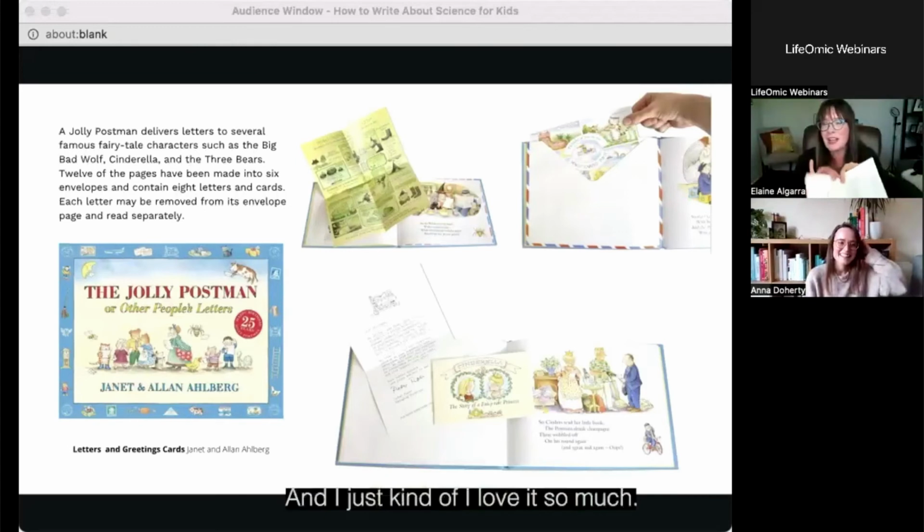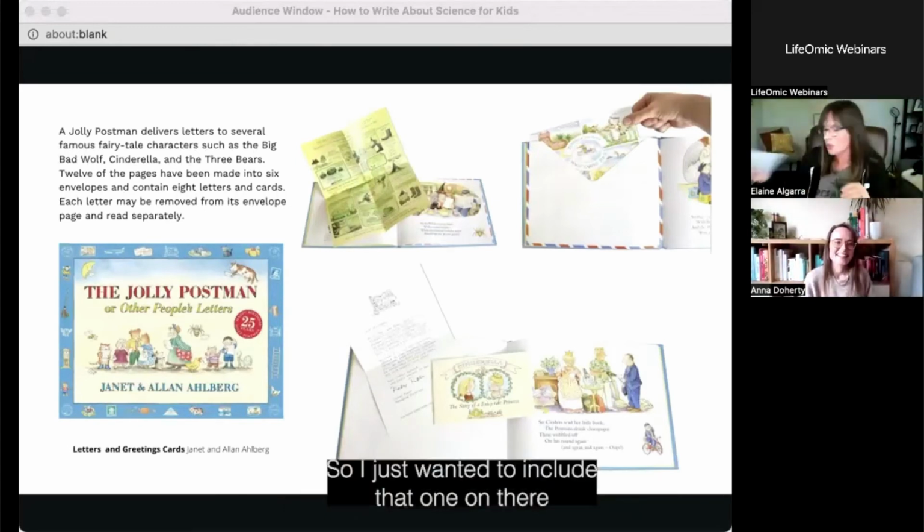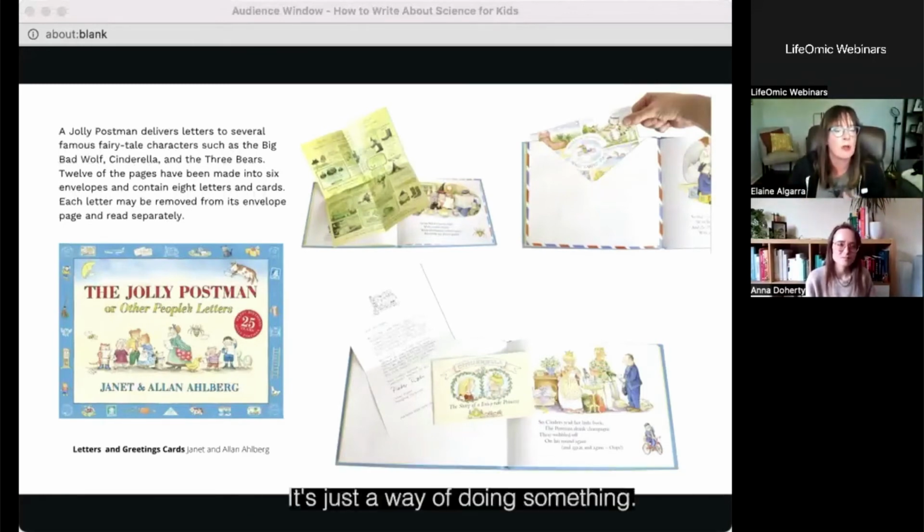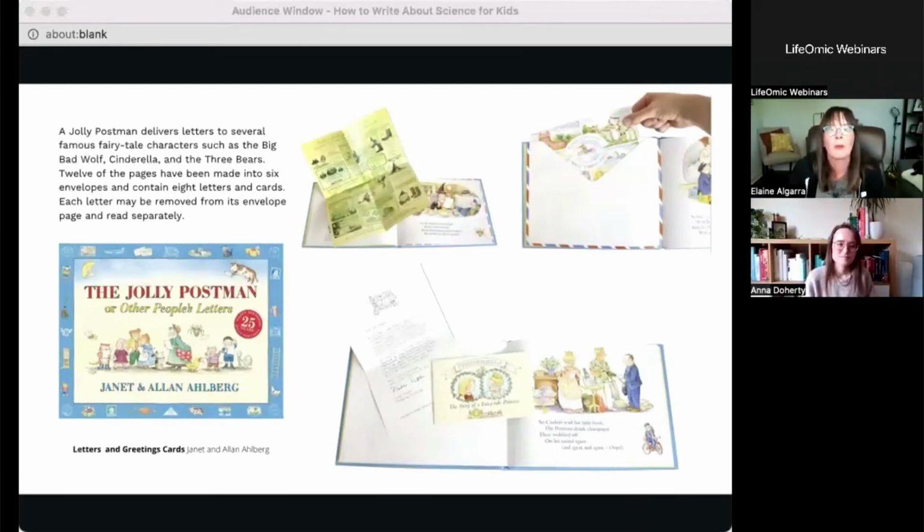And I just love it so much. So I just wanted to include that one on there because I could see how you could do that with science materials too. It's just a way of doing something.